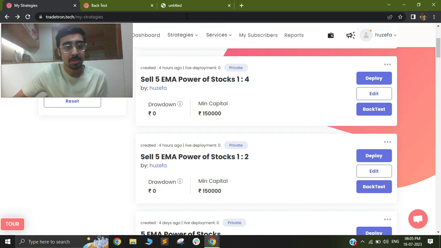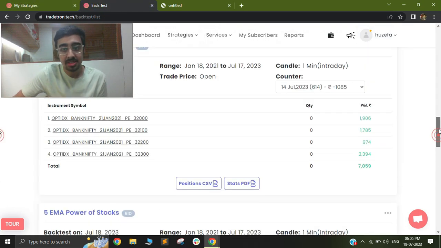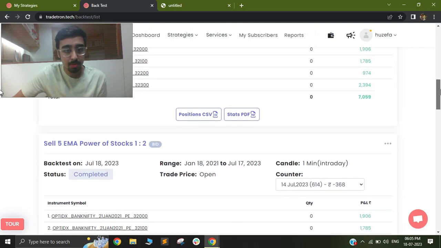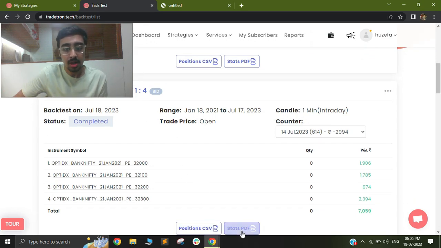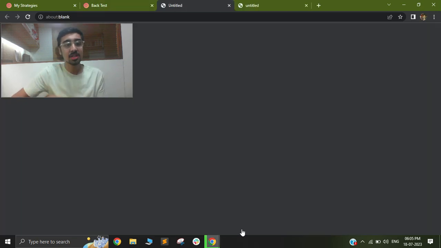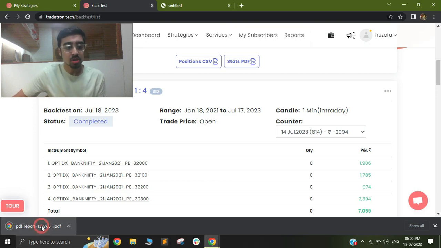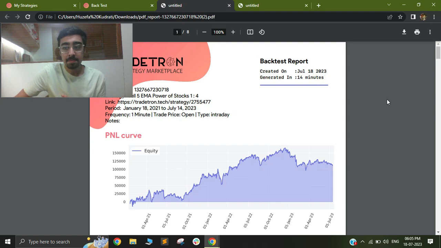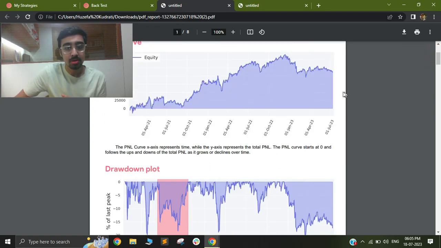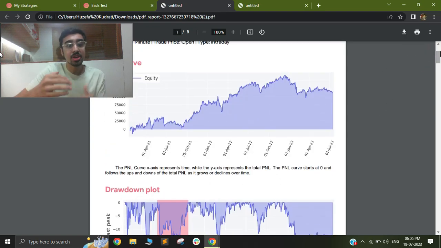Let's see what happens. I will just go to my backtests, and I will find a report where I'm looking at power of stocks 1:4. So this is my 1:4 strategy, and I will check the PDF of the report now. In this report, if you now notice, as compared to the previous report, the returns have significantly reduced, which means that doing the 1:4 logic is definitely working against us.